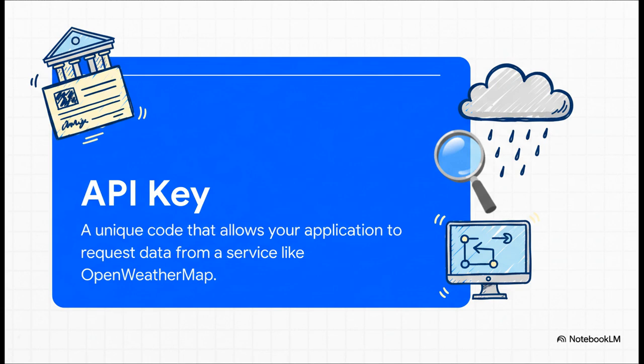So what on earth is an API? Well, the easiest way to think about it is like a library card. You can't just stroll into a huge library and start grabbing books off the shelf, right? You need a card that proves you have access. An API is the system that lets our Python program talk to the giant weather service. And that API key is our library card. It's what says, hey, I'm allowed to be here.